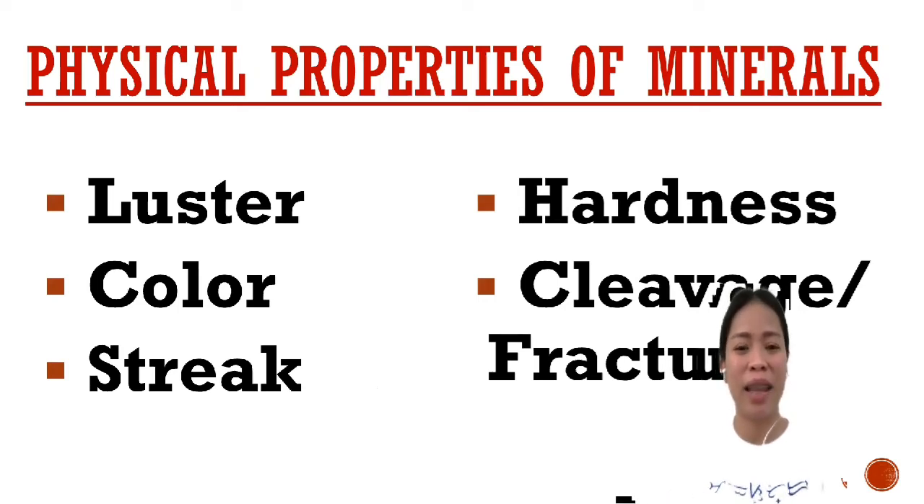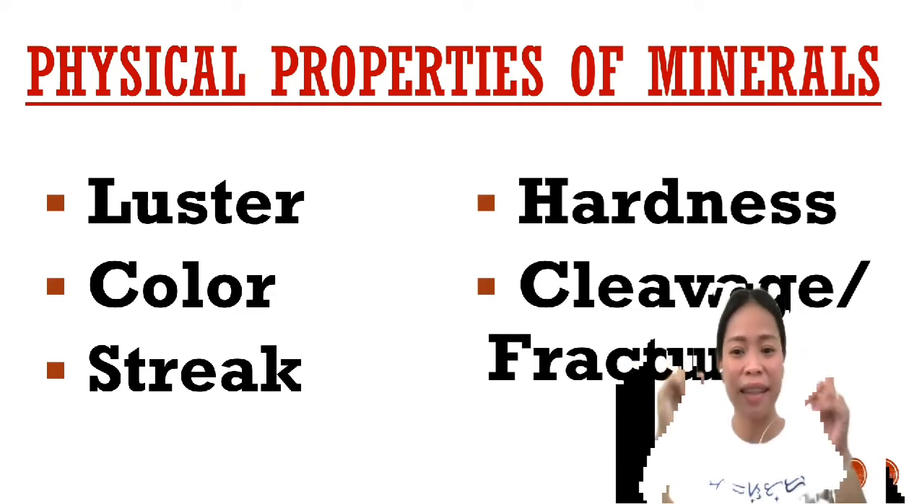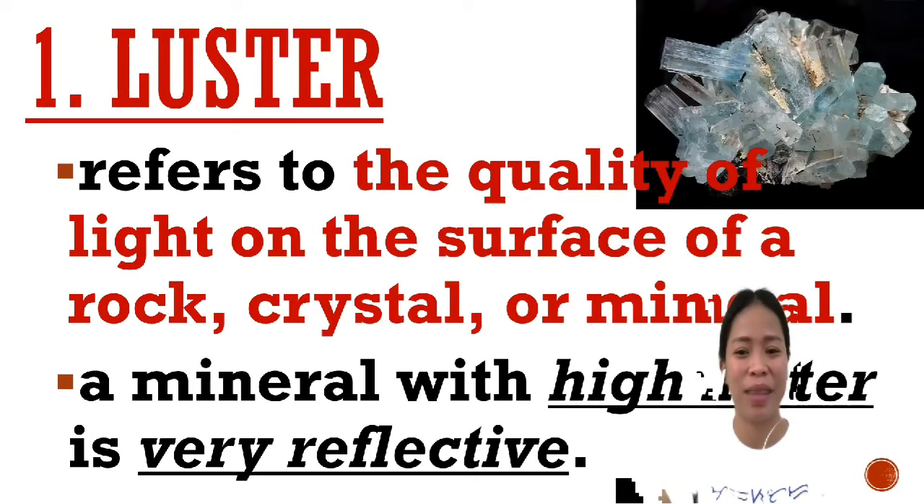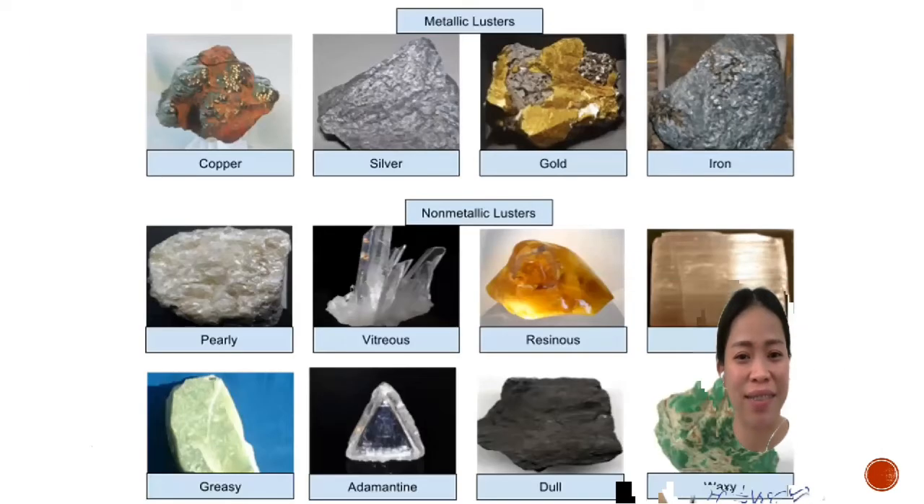We are going to discuss the 5 basic physical properties of minerals, namely luster, color, streak, hardness, and cleavage or fracture. Let's begin with luster. It refers to the quality of light on the surface of a rock, crystal, or mineral. A mineral with high luster is said to be very reflective.